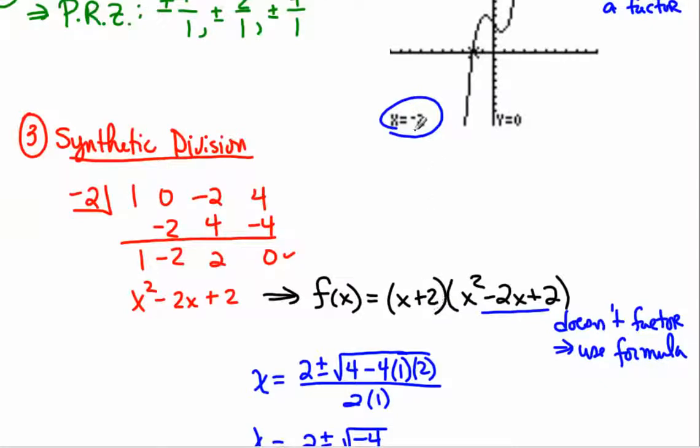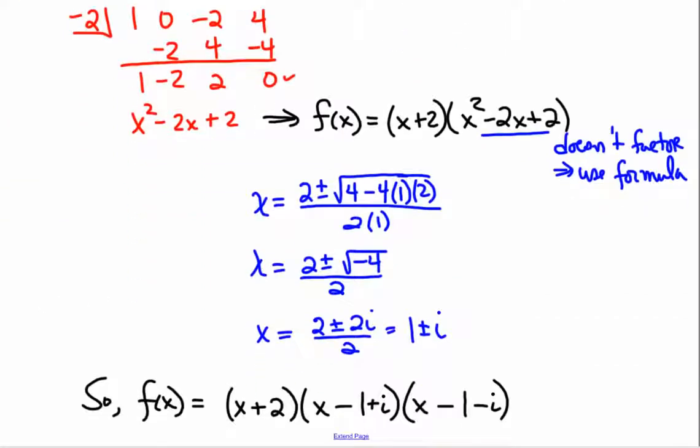You're like, where did that come from? Well, if my 0 is -2, then my factor is x plus 2 times this x squared minus 2x plus 2. I can't factor that, so in order to find the other zeros and get the other linear factors, we're going to have to do the quadratic formula. Very carefully: opposite of b, plus or minus the square root of b squared minus 4ac, over 2a.